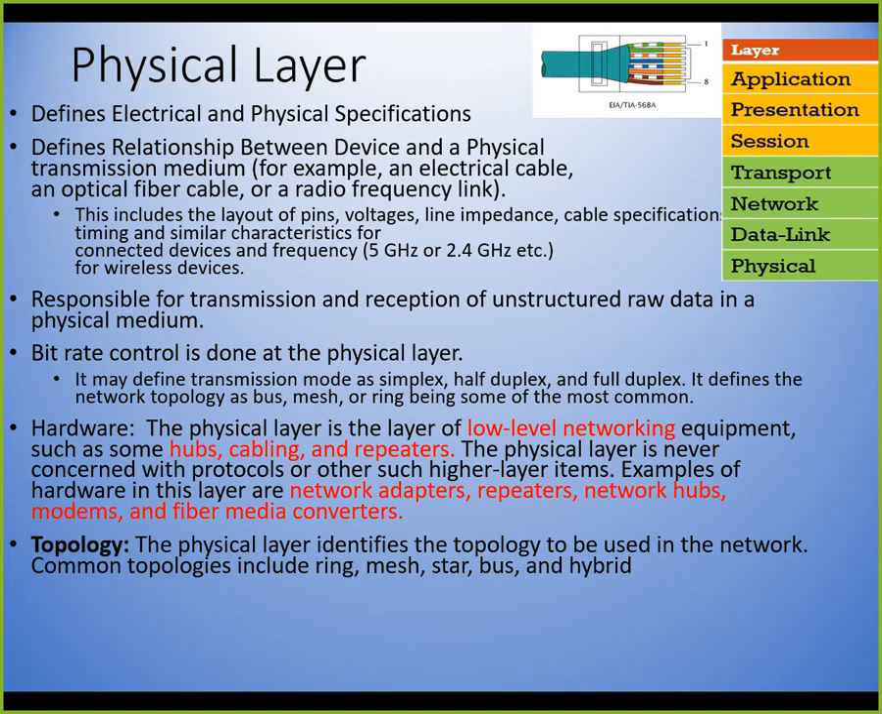Now they're encoded, not necessarily grouped together so that we can increase the speed of these things, but we have raw data, ones and zeros on this thing. The bit rate control is done at this layer. The bit rate is the number of changes per second.